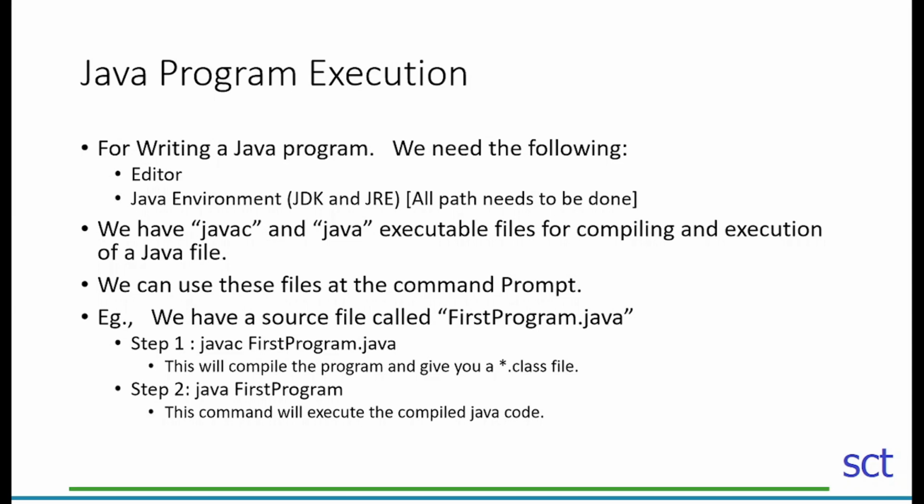How do you write a Java program? For writing a Java program, we need the following. One is an editor. The other is a Java environment, which is nothing but JDK and JRE. All the parts are required. We have something called javac, which is going to compile the Java program, and we have java, which is going to execute the program.